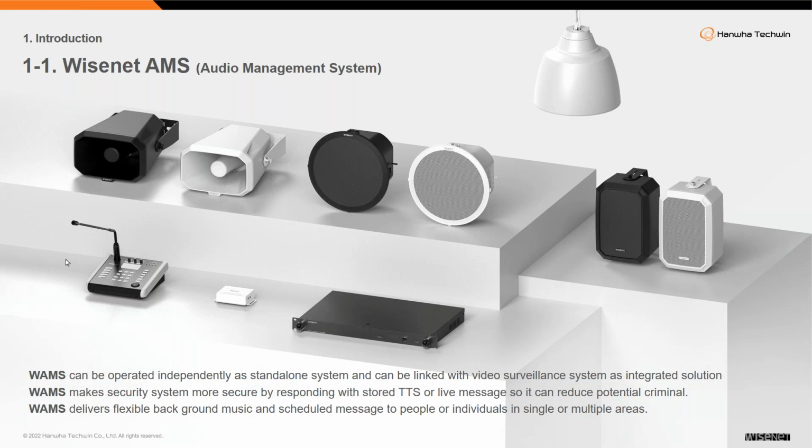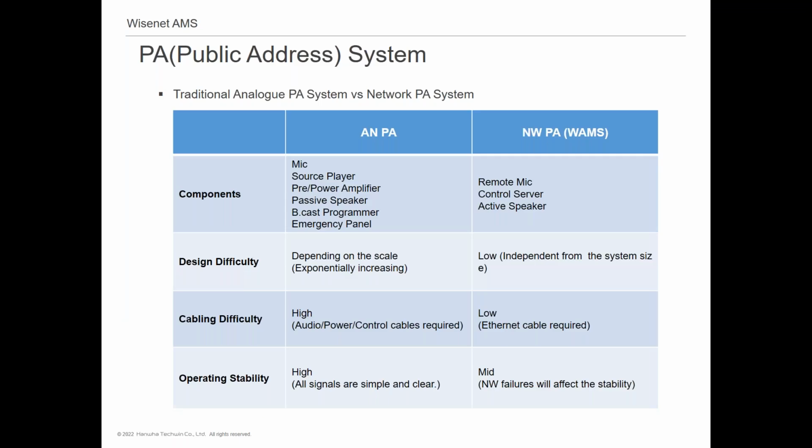If we compare the difference between analog and network, in analog, there are multiple components required to make a public address system or an audio system. You will need a power source, amplifiers, pre and post amplifiers, an audio music player as a separate item, an external power supply as a separate item, and then the cabling impedance calculations you have to take into consideration.